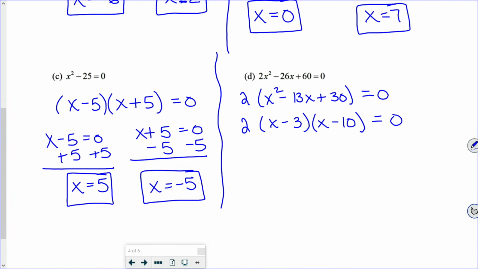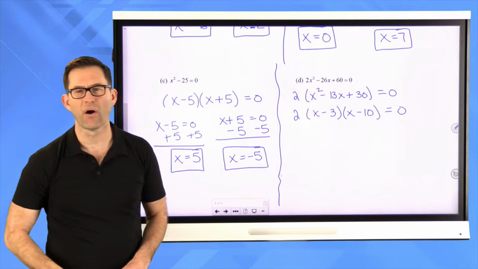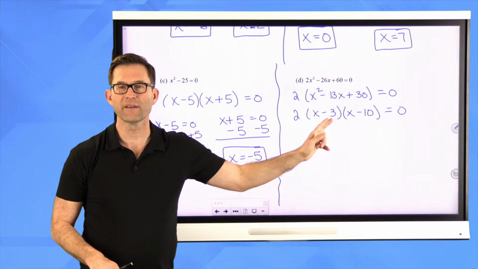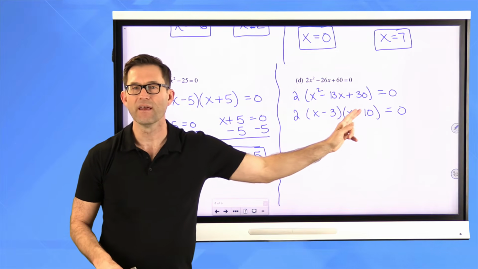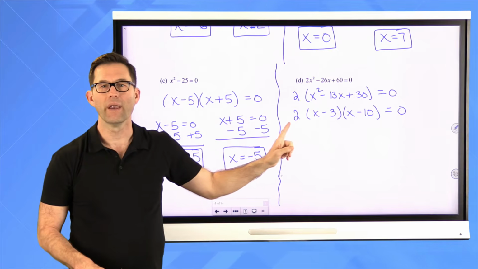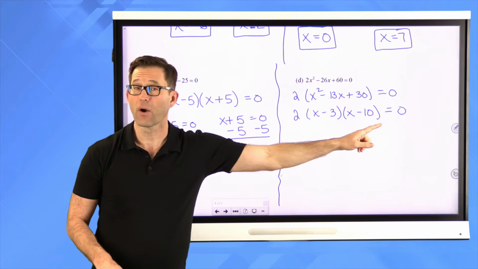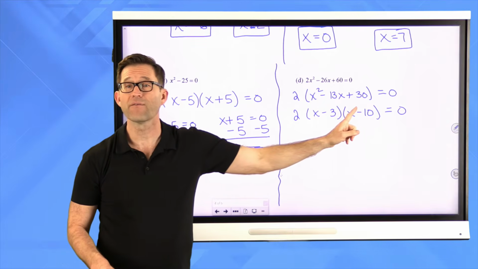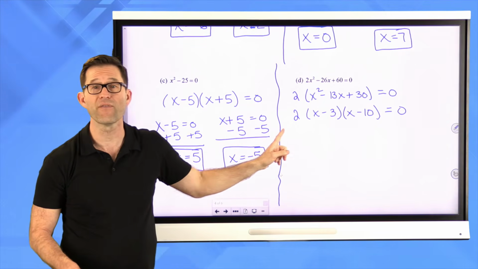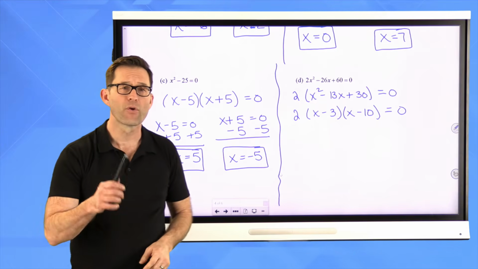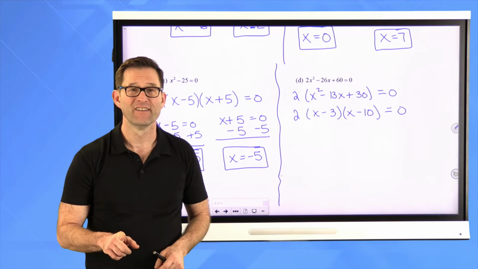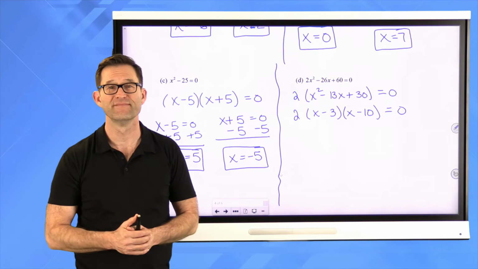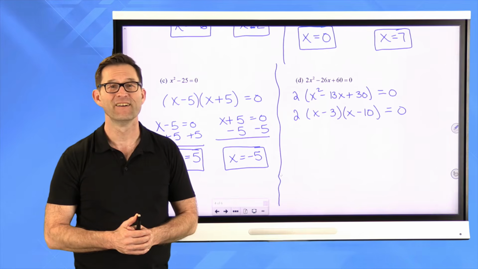Now, let's take a look at this and pause for a minute before we finish up. I've got 2 times x minus 3 times x minus 10 is equal to 0. So one of those three factors, and there are three factors. There's a factor of 2, a factor of x minus 3, and a factor of x minus 10. One of those three factors has to be equal to 0. For a moment, I'd like you to think, which of those three factors could never be equal to 0? Yeah, the number 2, right?